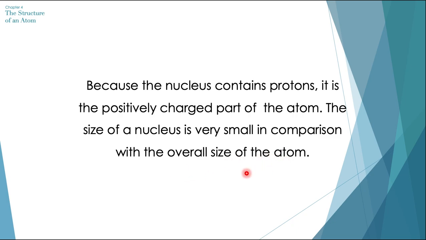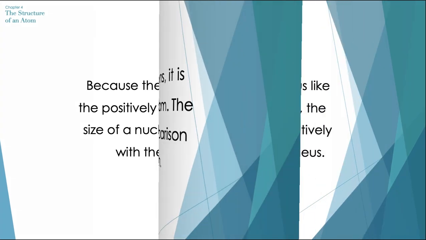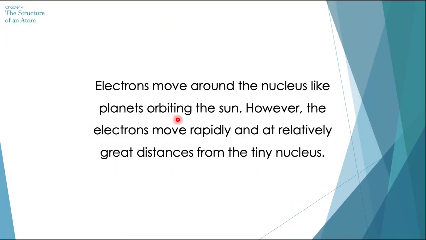So, for example, if we make a hydrogen atom the size of a football, then its nucleus would be the size of a pinhead. This is the size of a nucleus in an atom. So it's very, very small compared to the atom. Now, the electrons move around the nucleus like planets orbiting the sun. Have you ever seen the planets orbiting the sun? They have a circular path around the sun, which is the orbit, and they move in it. However, the electrons move rapidly and at relatively great distances from the tiny nucleus.